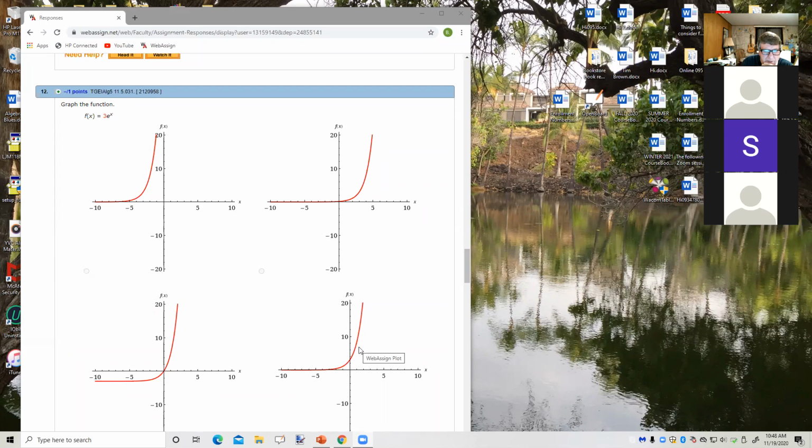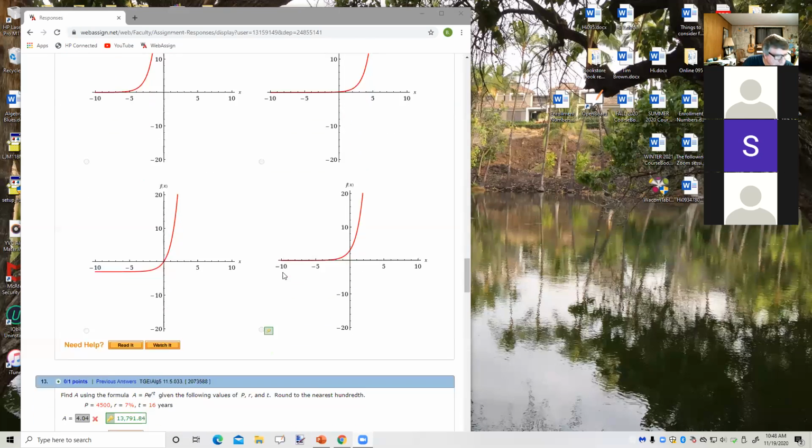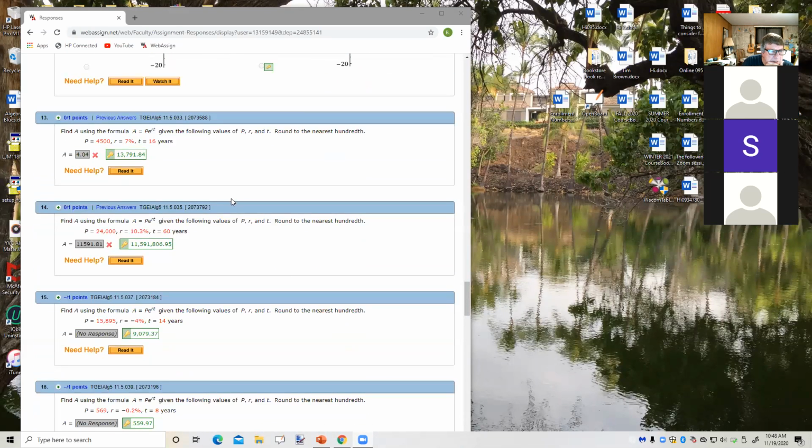See what I'm getting at there? You don't necessarily need to find the entire graph. Of these 4, that's the only one that has a y-intercept at 3. Okay, that was 12.